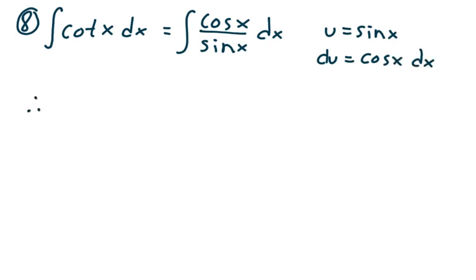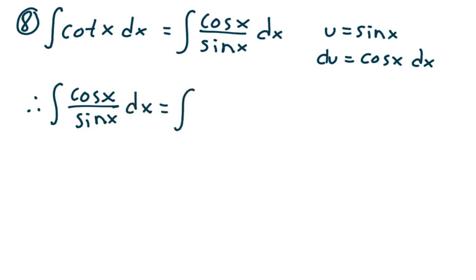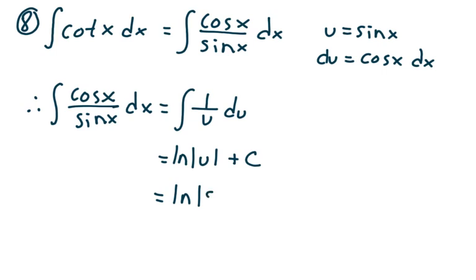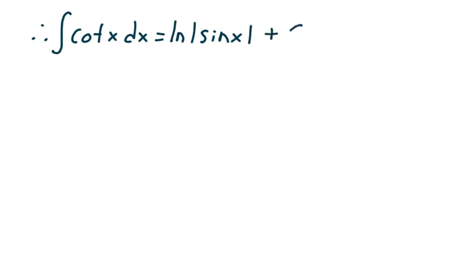And so, therefore, the integral of cosine x over sine of x dx is the integral of 1 over u du, which is natural log of the absolute value of u plus c, but u is sine of x. And we're done. So we can say the integral of cotangent x dx is natural log of the absolute value of sine of x plus c.